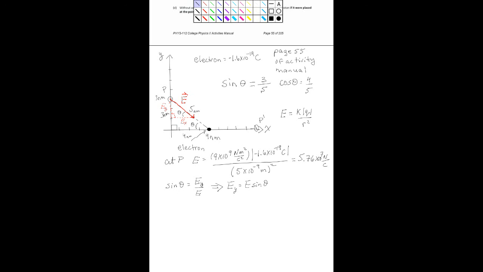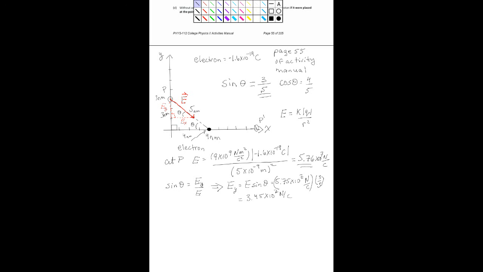Well, I've calculated sine of theta. Sine of theta is this 3/5, and E I've calculated as well. It's this 5.75 times 10 to the 7. So I get 5.75 times 10 to the 7 newtons per coulomb times 3/5. And so what you'll find is that EY is 3.45 times 10 to the 7 newtons per coulomb.